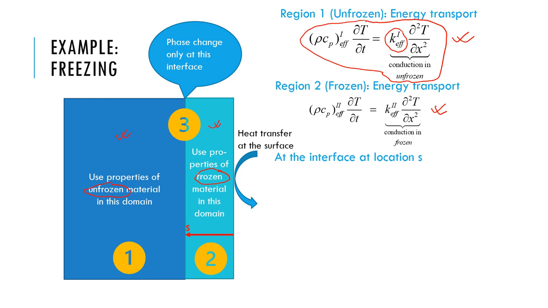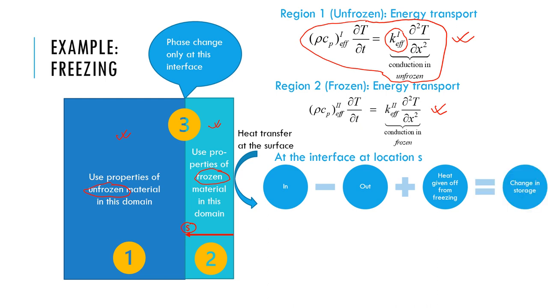Now at the interface, at some given time t, let's say it's at the location S. We need to really find an equation for this S. And how we will do that is we'll simply do an energy balance at the interface. So the energy balance at the interface is going to look like this: in minus out plus generation equals change in storage, just the most common statement of energy conservation.